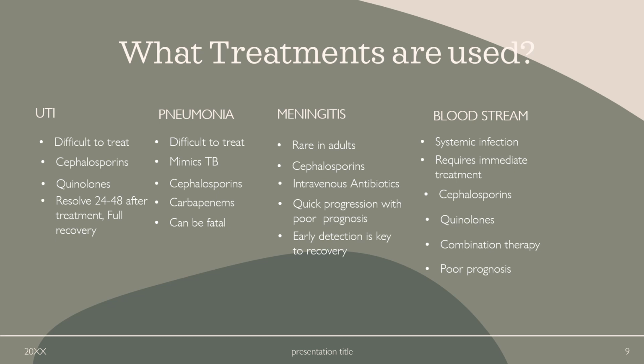Bloodstream infections are systemic infections. They require immediate treatment. They treat it with antibiotics, usually cephalosporins, quinolones, and sometimes a combination therapy of different antibiotics, where they use one or two combinations of the antibiotics. And this particular infection has a poor prognosis as well.